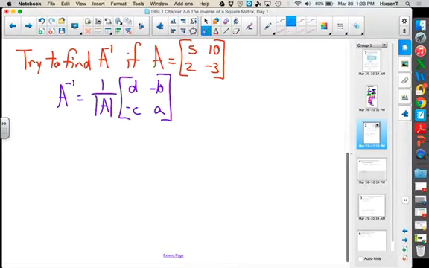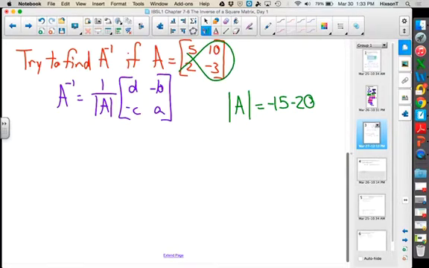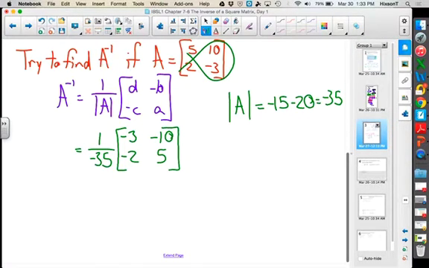All right, what do you get for the determinant? -35. You have -15 minus 20, so we have a -35. What's the matrix we're multiplying 1 over -35 by? -3, -10, -2, 5. Good. We switch the -3 and the 5, and make the 10 and 2 negative.